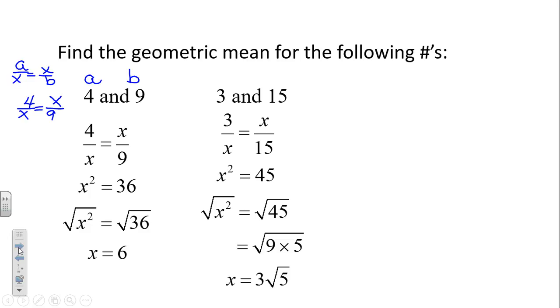All right, last example of these. 2 and 10. But that doesn't help me. I need to see that you know how to do this.